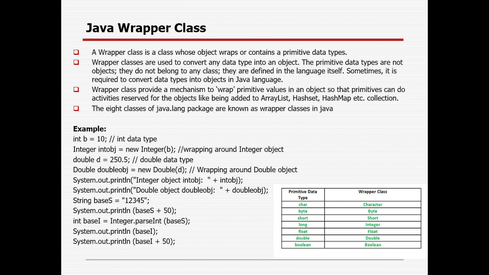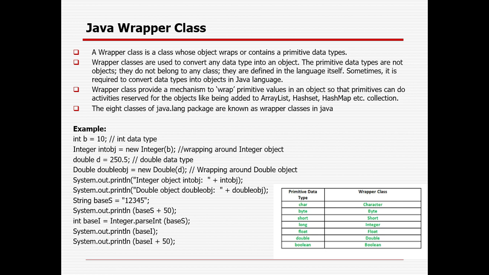That is the reason sometimes we need to convert those data types to the relevant wrapper class. For each and every primitive data type there will be a wrapper class. For char it is Character, then Byte, Double, Boolean, Integer, like that. A wrapper class is a class whose object wraps or contains a primitive data type. Wrapper classes are used to convert any data type to an object, because primitive data types are not objects, they do not belong to any class, they are simply defined in the language itself.